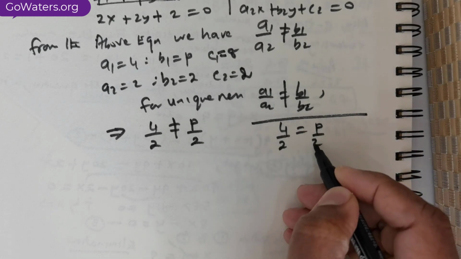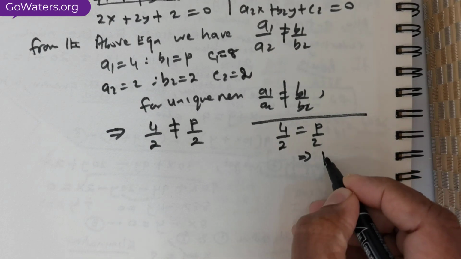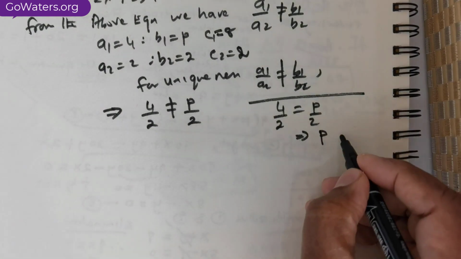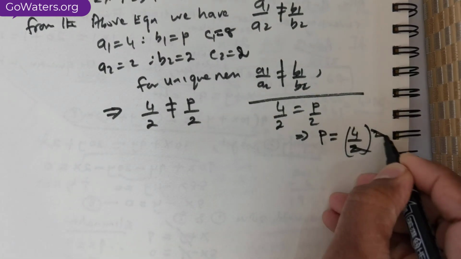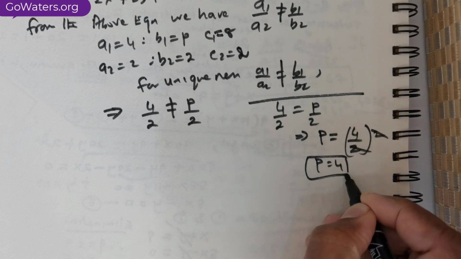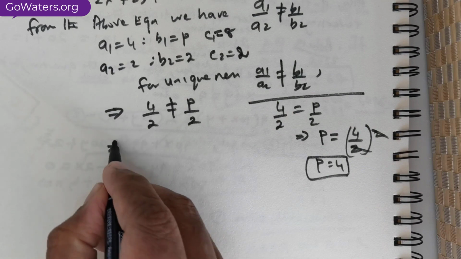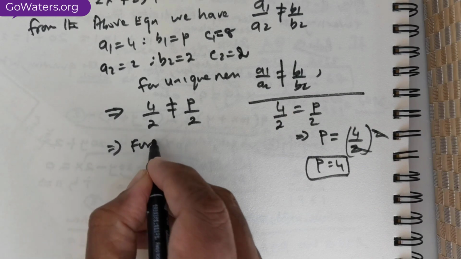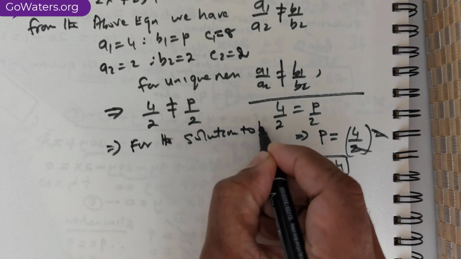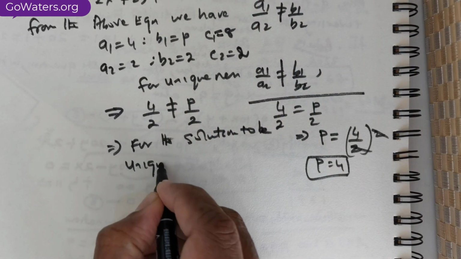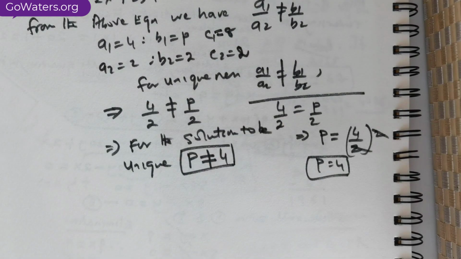You cross multiply. So I'm actually trying to find the value of p. This means p = 4/2 times 2. 2 gets cancelled. So p = 4. So what does it mean? This means p cannot take this value. So for the solution to be unique, p cannot be equal to 4. That's all. That is the requirement.